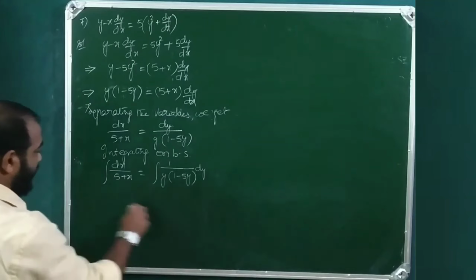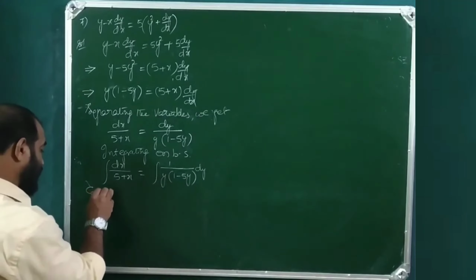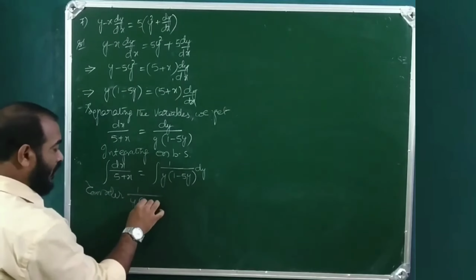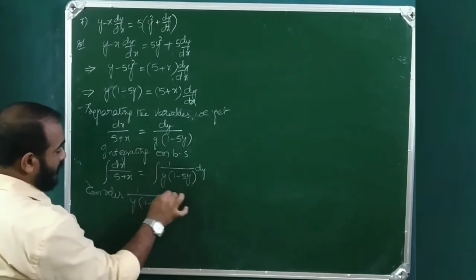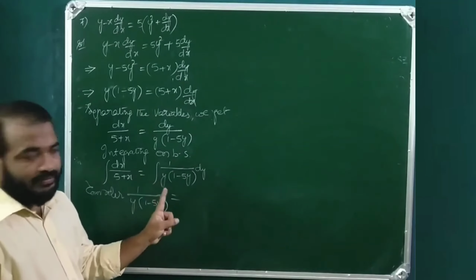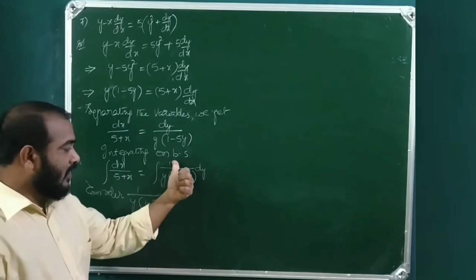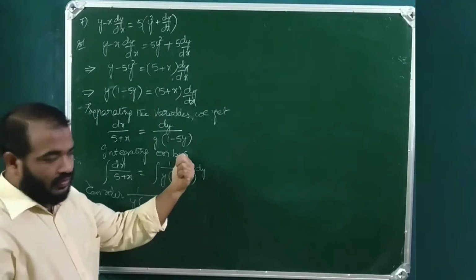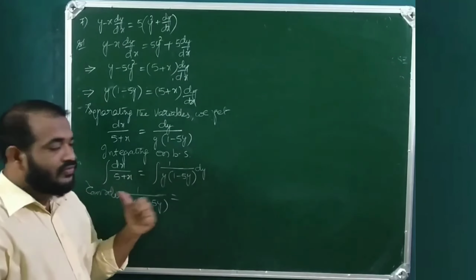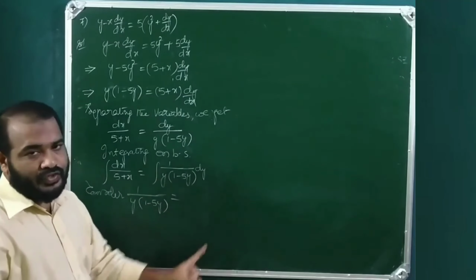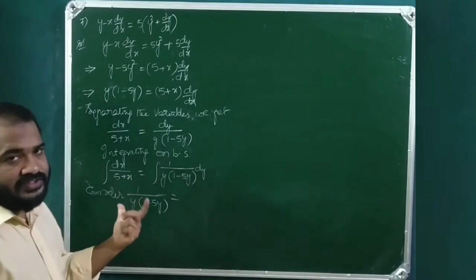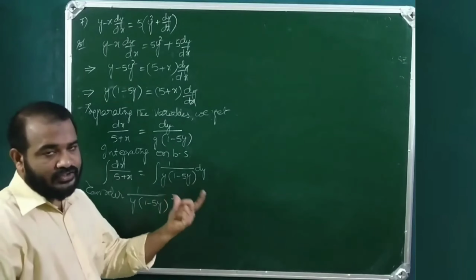Okay, so let us consider 1 by y into (1 minus 5y). First of all, this is a proper fraction because the degree of the numerator is y power 0, which is 0, and the degree of the denominator is 2. So the degree of f(x) is less than the degree of g(x). Therefore, it is a proper fraction. So partial fractions can be applied for proper fractions only.